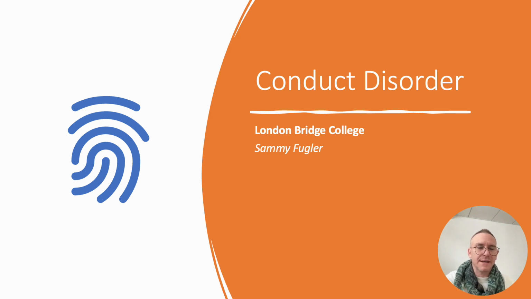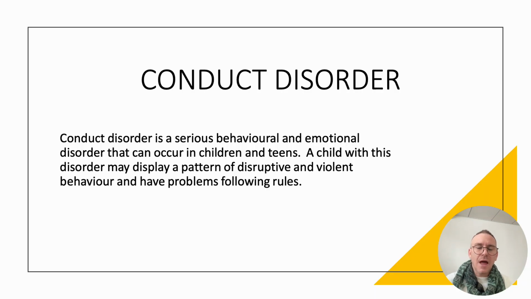It's a short presentation. We just have 12 slides that give us a flavour of what conduct disorder is, what it looks like and how it can manifest. So let's start off thinking about what is conduct disorder. Conduct disorder is a serious behavioural and emotional disorder that can occur in children and more frequently in teens. A child with this disorder may display patterns of disruptive and violent behaviour and also have significant problems following rules.